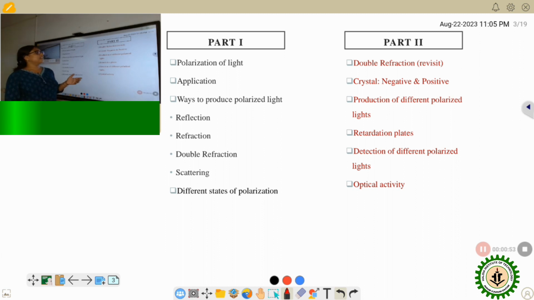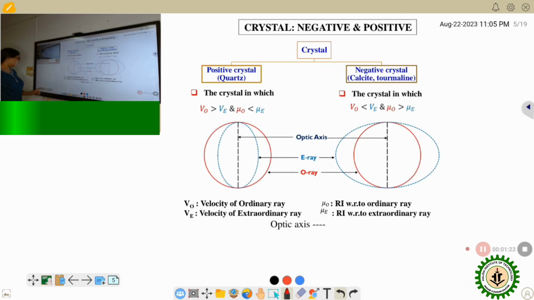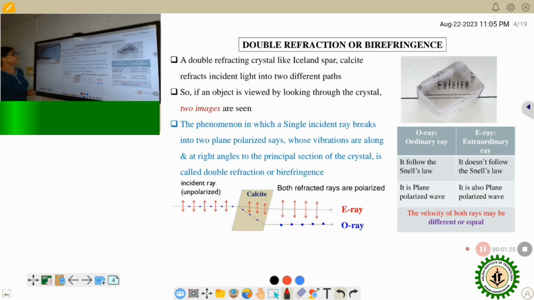In today's lecture we will mainly discuss about the production of different polarized light and the detection of different polarized light. For this purpose we need to revisit double refraction a bit. Then we will study different types of crystals which produce such double refraction, and finally we will study about optical activity. So let us discuss about double refraction.